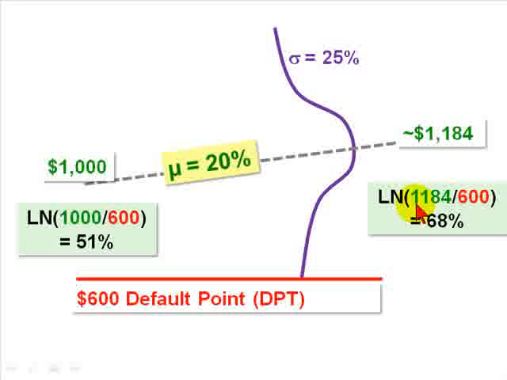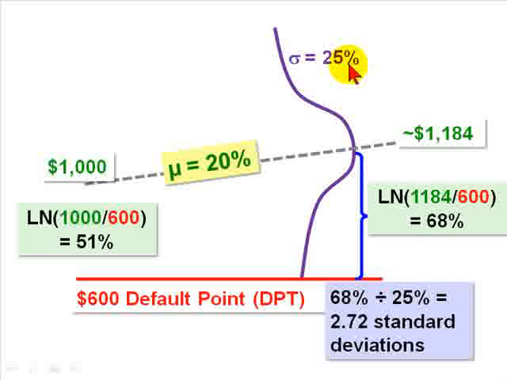Now in the future, if the average or expected value of the firm is 1,184, our default point is still 600, that means we expect a 68% difference here on a continuous basis between the expected value of the firm and here, the default. That 68% by itself doesn't really mean much to us. We need to standardize it by dividing it by the dispersion here, the 25%. And when we do that, we've now really converted this into standard normal units.